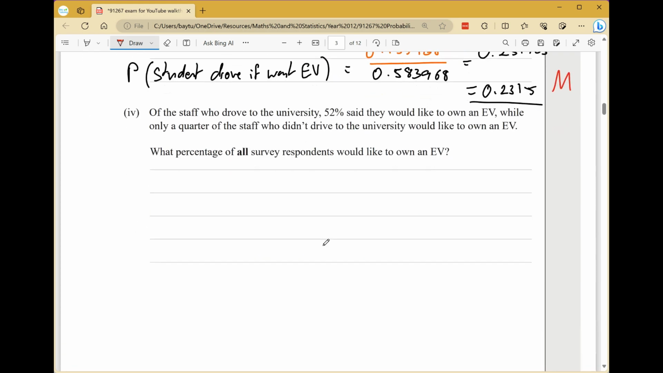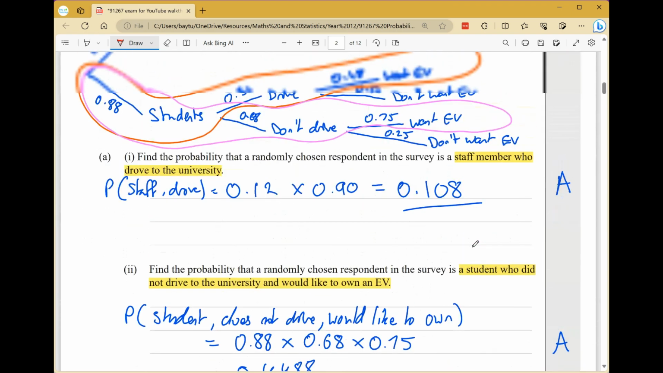Okay, let's go on to part 4. Of the staff who drove to the university, 52% said they would like to own an EV, while only a quarter of the staff who didn't drive to the university would like to own an EV. What percentage of all survey respondents would like to own an EV? So this is going to include staff and students. So we've been given some extra information that we can add to our probability tree.